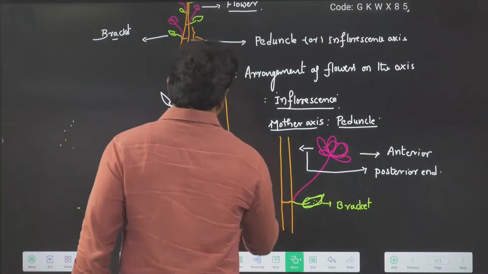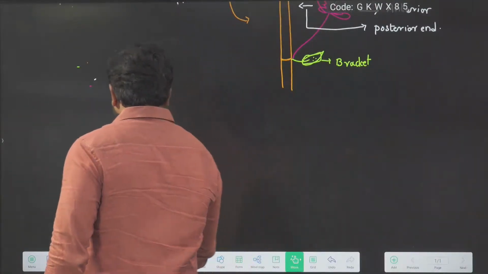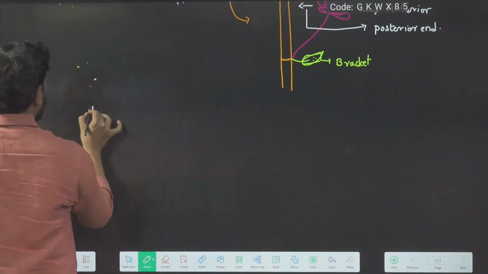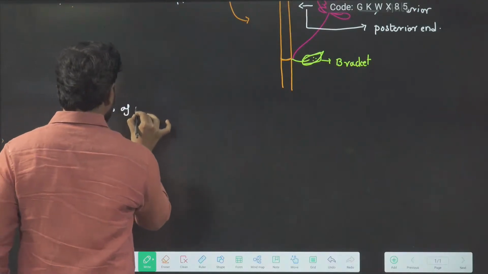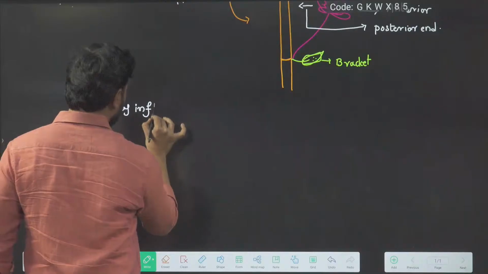Okay. Types of inflorescences. If you observe, let me take types of inflorescence.